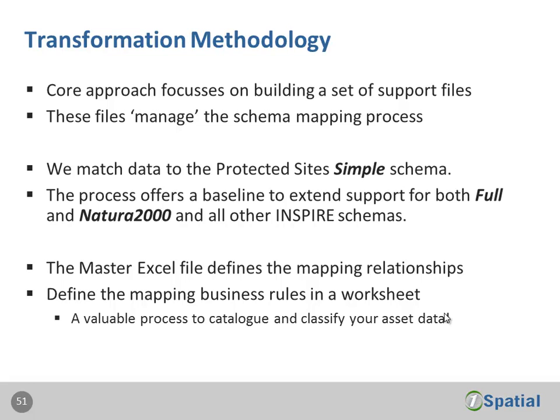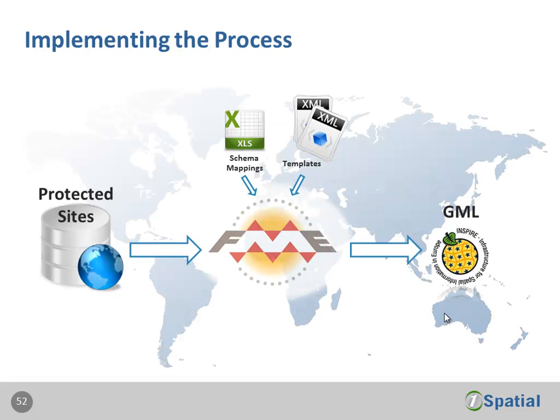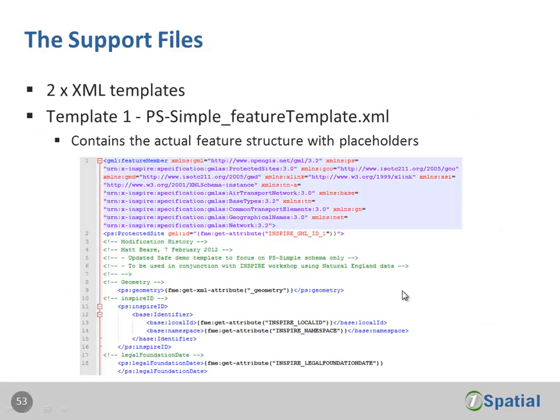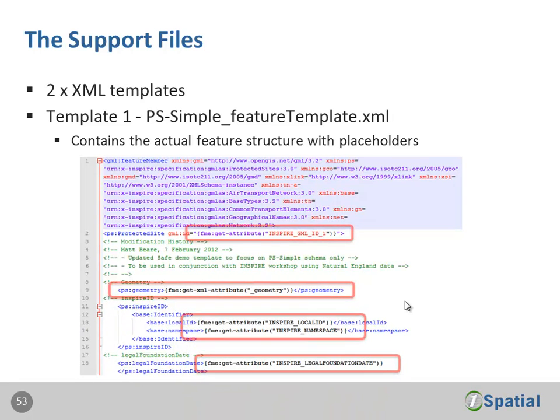We've worked here with the protected sites theme and taken a look at the simple schema, but it could be extended to cover both the full and the Natura 2000 schemas that are available, and work on your own data. What we have done is build an FME workspace, and essentially that process reads the source data, reads the mappings from the machine readable spreadsheet, and embeds those into a series of XML templates. So you saw me using the XML template earlier on, writing out the data.